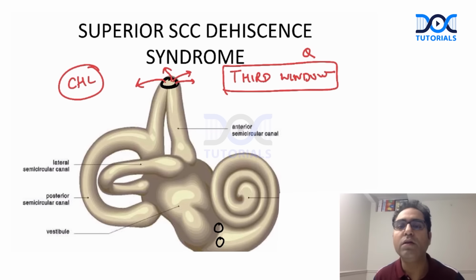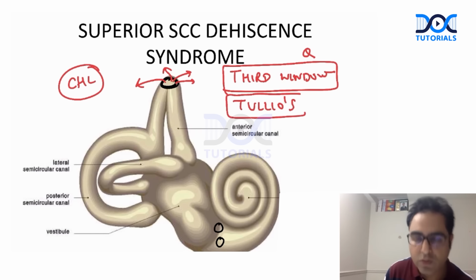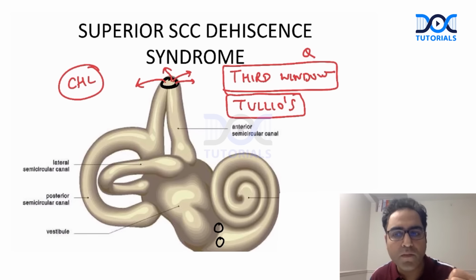This is called third window phenomenon. This patient also has the problem of vertigo on hearing loud sound. This is called Tullio's phenomenon. So, third window phenomenon and Tullio's phenomenon. But Tullio's phenomenon is vertigo on hearing loud sound.